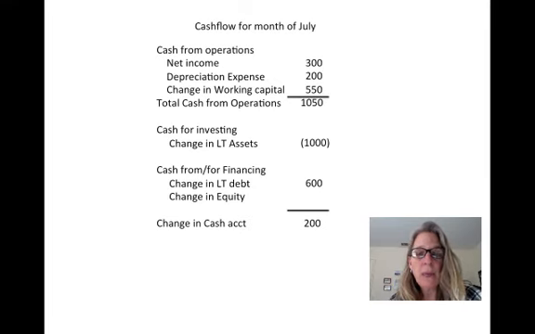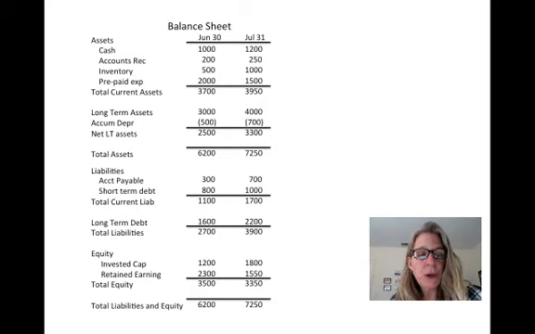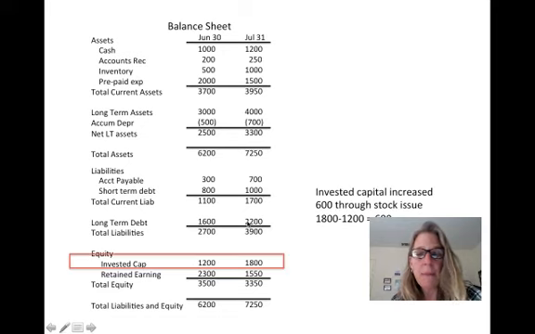We're going to look in equity. And equity has two parts in the equity account. The first is the invested capital and the other is retained earnings. So if we look at invested capital, we can see that it increased $600, probably through a stock issue. So that's a positive to cash flow because we got more money for issuing more stock.